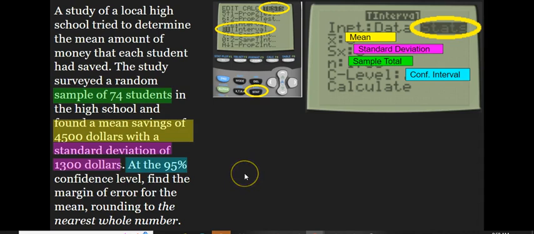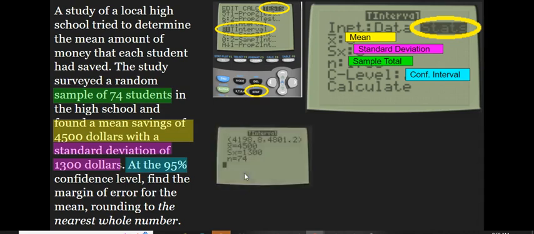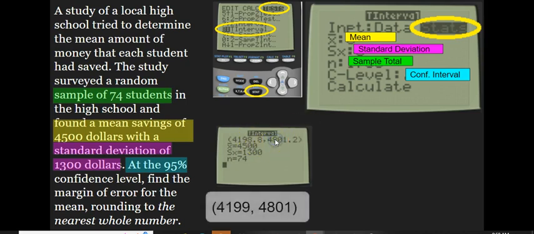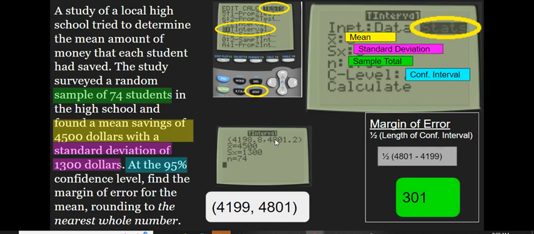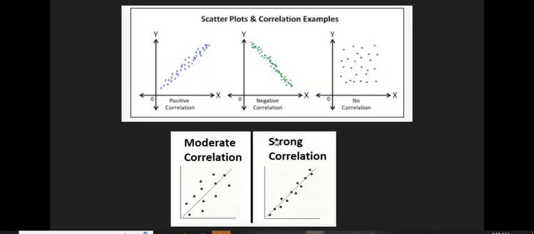All right, so stat test 8 gives us, this is the same problem we did before, so it gives us that confidence interval. Subtract 4801 minus 4199, divide by 2, you get a margin of error of 301. Okay, so that is what we are going to do.